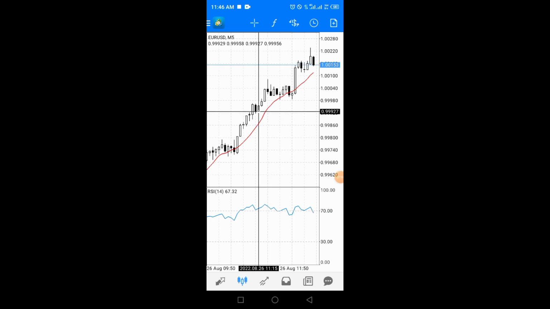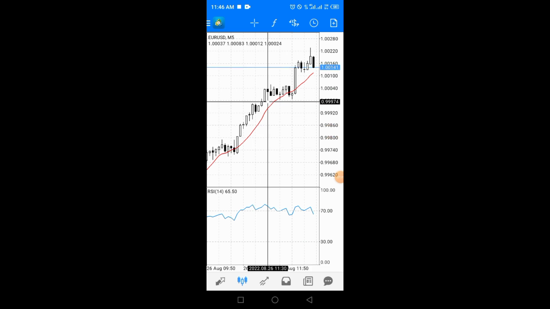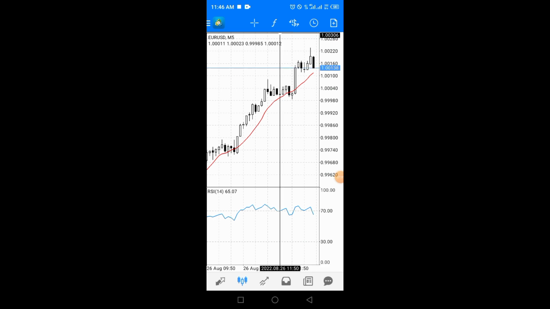Let's say for instance, if you place it here, this was the price at this particular point that the market was trading around. You can see the price is 0.99741. So that was the price as at that time. But right now the market is trading around this place. When you move it around, you'll be able to see the price that the market is trading around. The market is currently trading around 1.00140. You can see where the market is currently trading around. So when you move the Crosshair Tool to anywhere in the chart, you'll be able to see the prices.